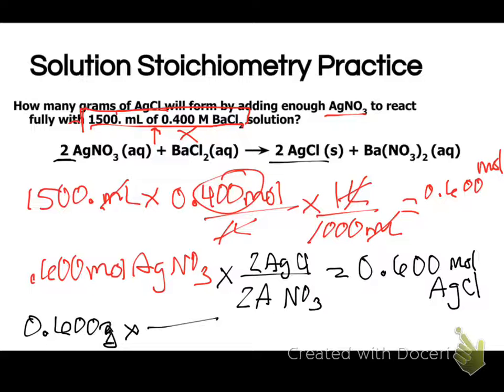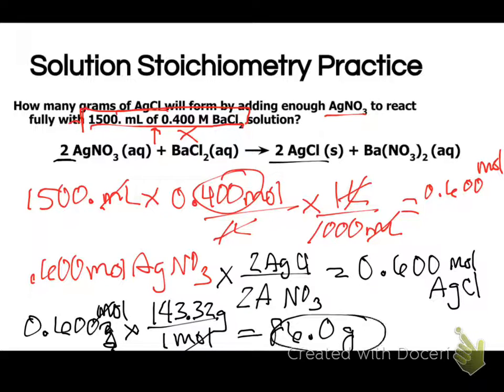Oh, sorry, this is already moles. I need to go from moles to grams. So it's going to be per 1 mole. Okay, so I went and added it up from the periodic table, and it's 143.32 grams for every mole. Moles are going to cancel here. And our final answer I'm going to put in is 0.6 times that mass, 143.32. And we get 85.99. It's only 3 sig figs though, so 86.0 grams.